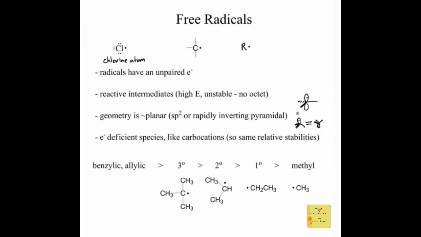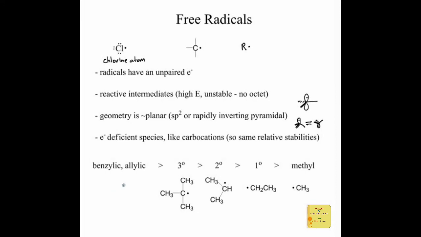And if you take a look at a carbon radical, you might wonder, is it electron rich? Is it electron deficient? Because you do see that it has the electrons here. But in fact, because it's missing an octet, it is an example of an electron deficient species. And so like carbocations are electron deficient, they have the same relative stabilities. So just like we saw for carbocations, the best radicals are going to be benzylic or allylic.